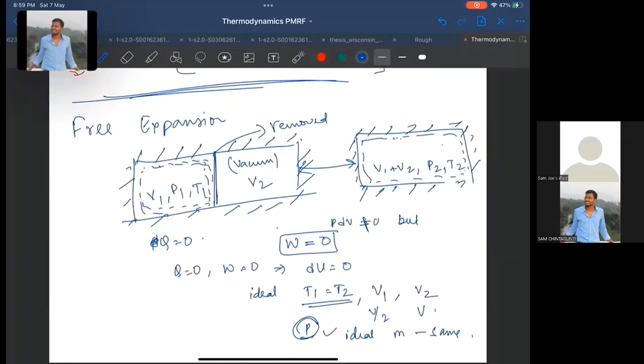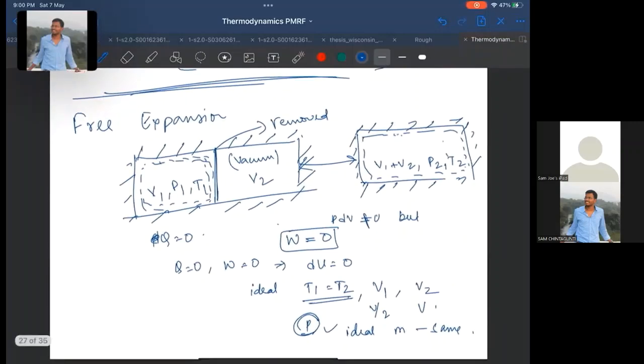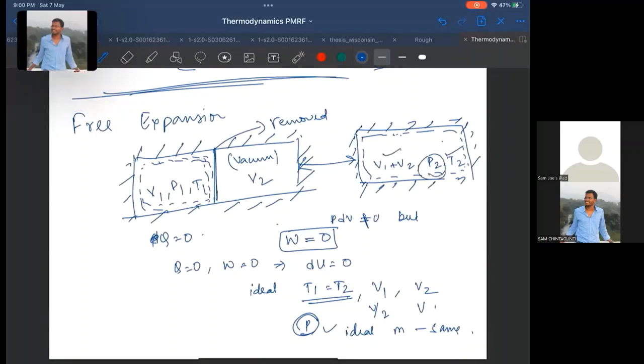So once there is no resistance, we cannot say that there is any work, because we know from the definitions in mechanics that work is done only when there is resistance. And then because Q is equal to zero, there is no heat loss from the entire system, and work is equal to zero, dU is equal to zero. That means T1 is equal to T2. So we know T2, and we know V1 plus V2. So P2 can be found directly from the ideal gas equation because we keep n the same. So we can find the pressure.